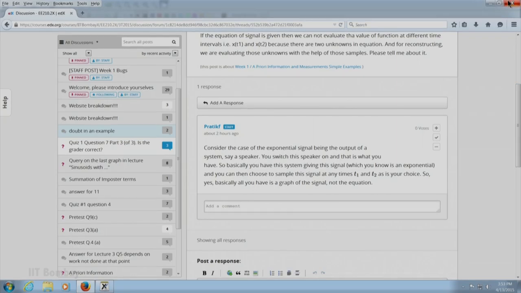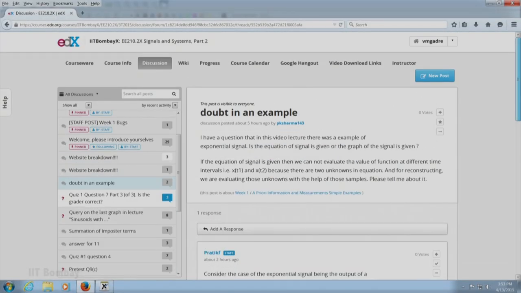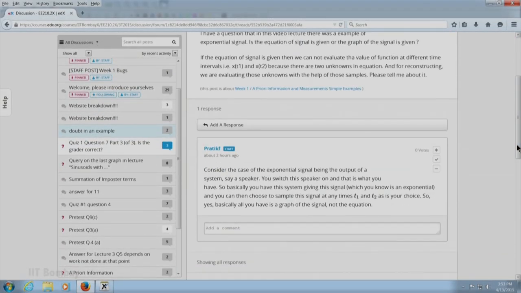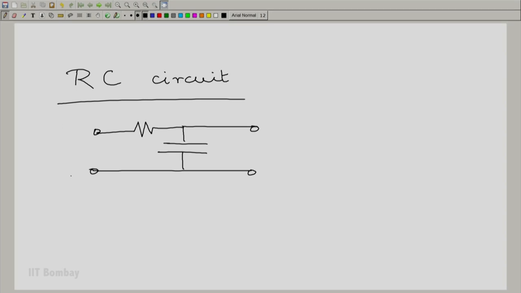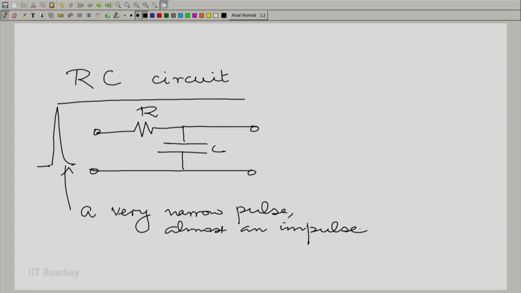In fact, let me say a little more, now I am going to relate these two questions, the one asked by PK Sharma 143 and the one asked by Texan Jimbo earlier. Let me take the example of an RC circuit. Suppose I knew that I am getting my signal from an RC circuit, so I have a very short pulse which was applied to the RC circuit, a very narrow pulse, you could almost call it an impulse, and you are observing the output of this RC circuit. The output is going to be a decaying exponential.